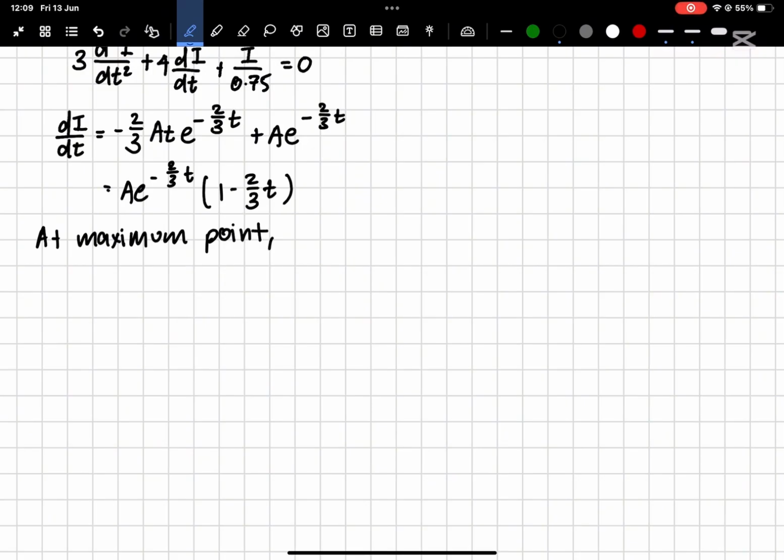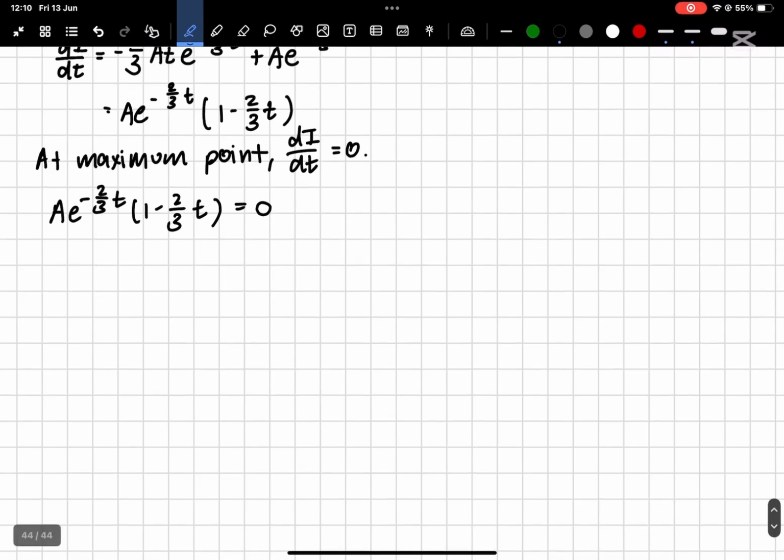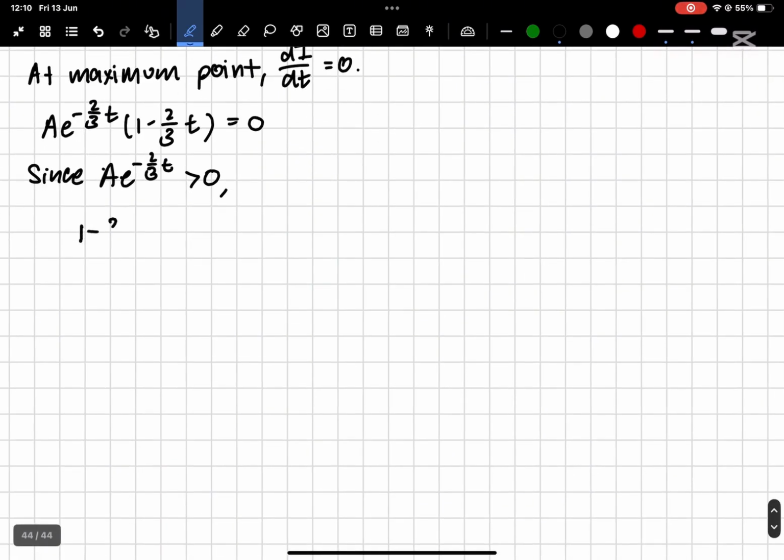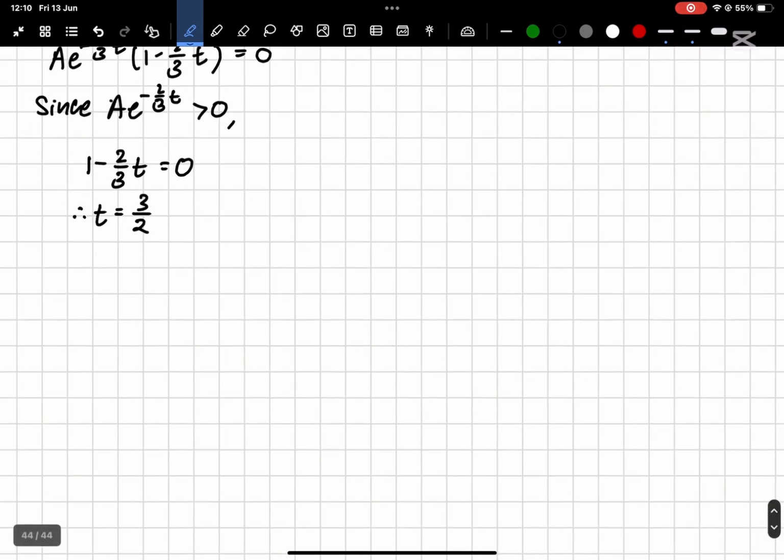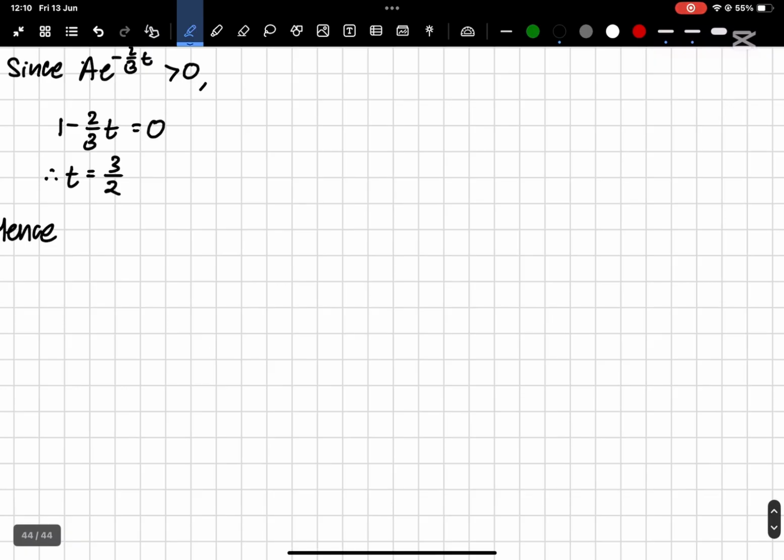So at your maximum points, di over dt is 0. So A e to the negative 2/3 t times (1 minus 2/3 t) equals 0. Since A e to the negative 2/3 t is always greater than 0, as it's an exponential function, 1 minus 2/3 t equals 0. So t is 3 over 2. Right? Yeah, 3 over 2. Yes, okay, therefore t is 3 over 2.